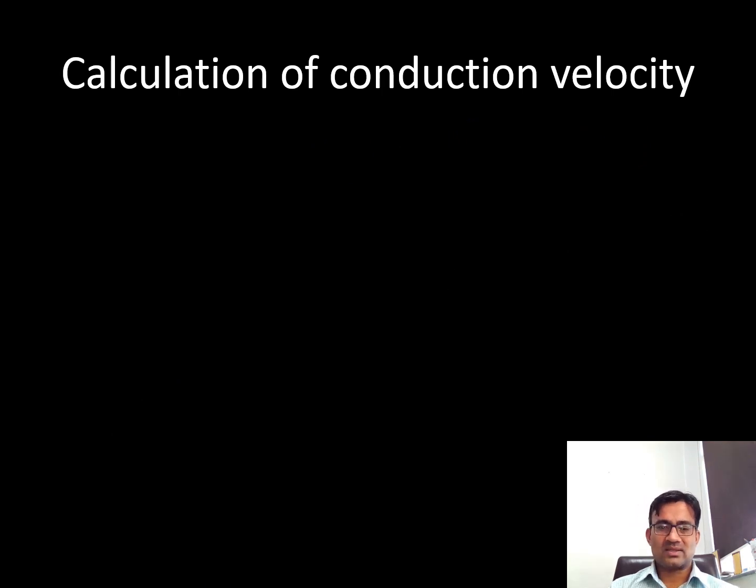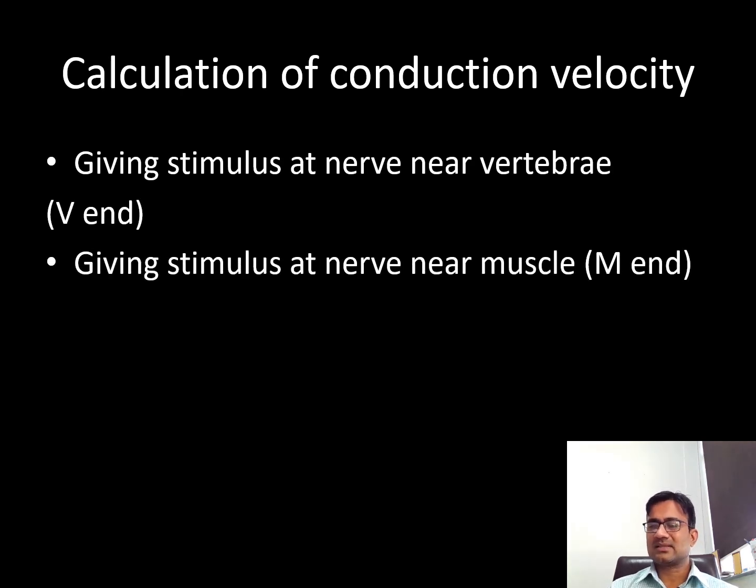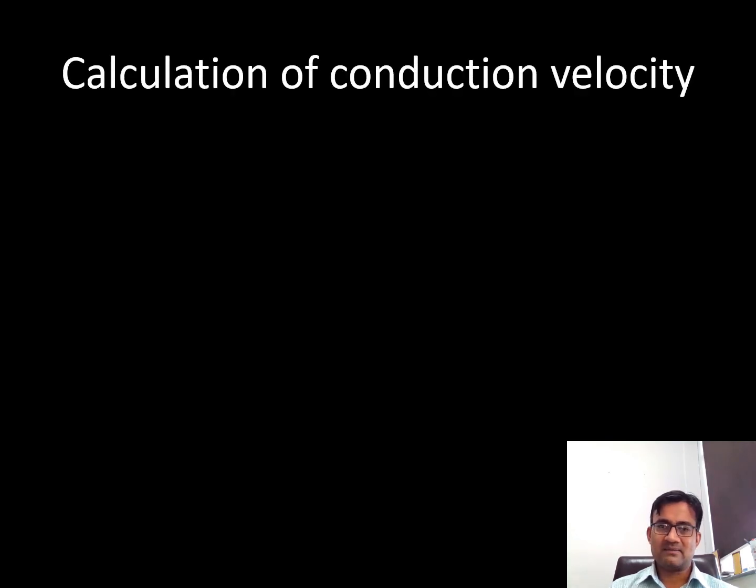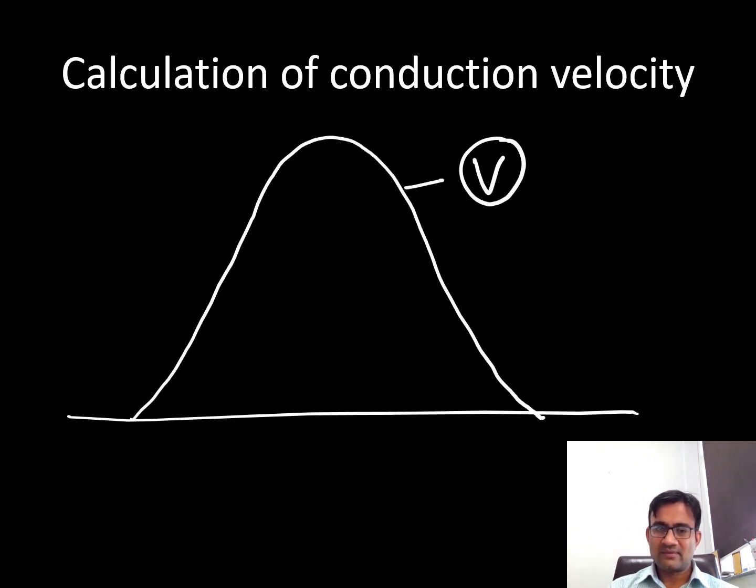Now we will come to last graph, that is calculation of conduction velocity. So here you are giving two stimulus, means two stimulus at two different times. But one time you are stimulating near the vertebra, other time you are stimulating near the muscle. So you are going to get two graphs. So whenever two graphs are there, most of the time M and V will be written there. So just see now, initially V. So in this case, I have given the stimulus at vertebral line.